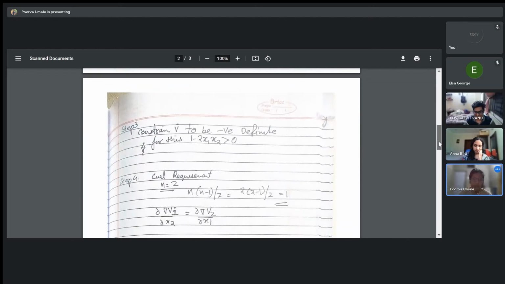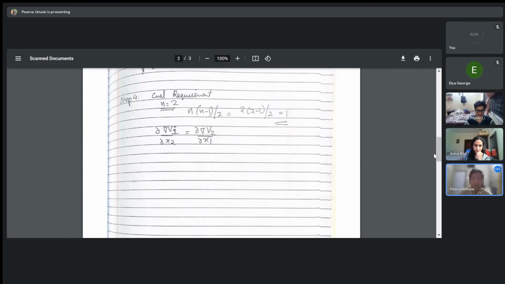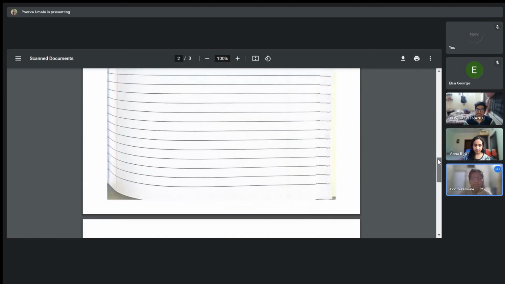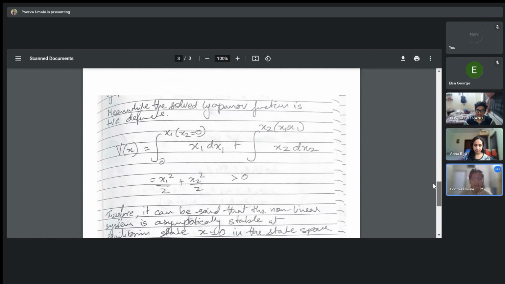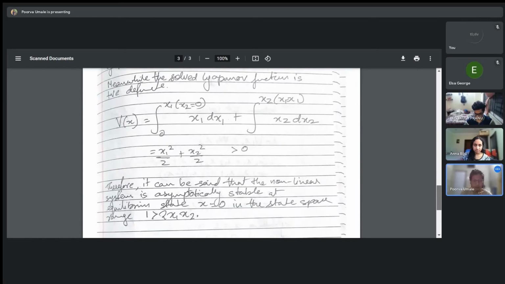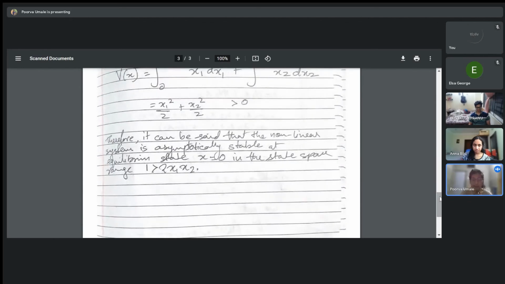So that will be step 3, and then we get the curl requirements. Since there are two values, x1 and x2, we get the value as 1. And for finding the positive definite, we do the line integral of V of x. So that will be the integral from 0 to x1 of x1 dx1 plus the integral from 0 to x2 of x2 dx2. That value we get as x1 square by 2 plus x2 square by 2.